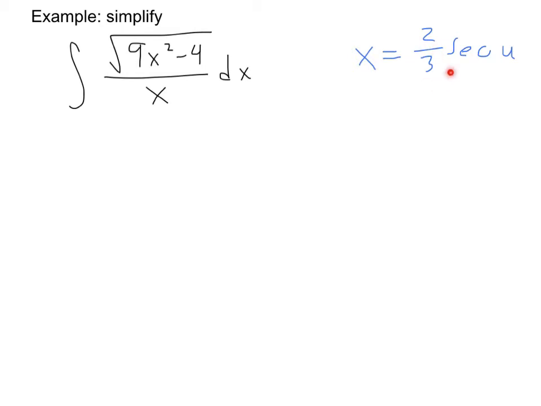Remember, the 3 is going on the bottom because when I square it, I want the bottom to have a 9 so that it'll cancel with the 9 that's there. The 2 is going on the top so that when I square it, I get a 4, and that 4 matches the one that's here.